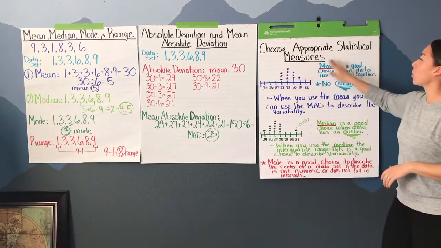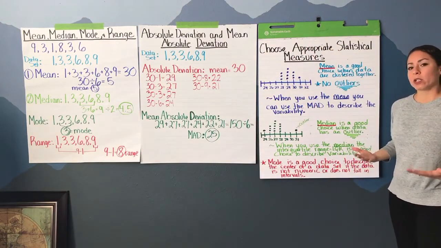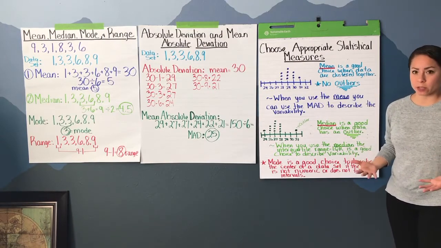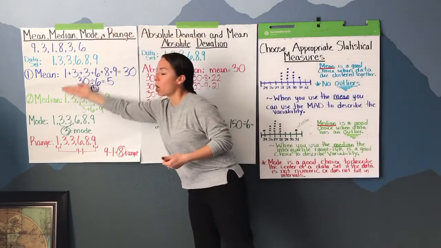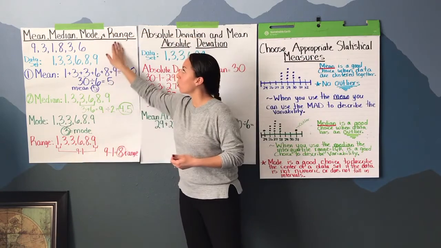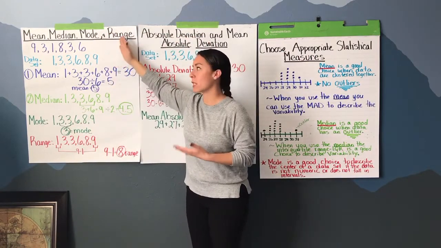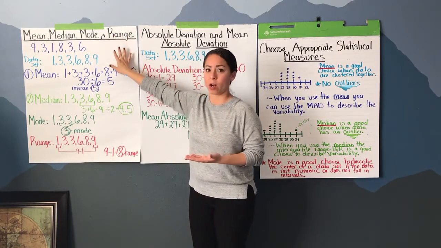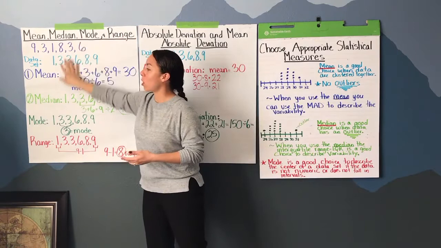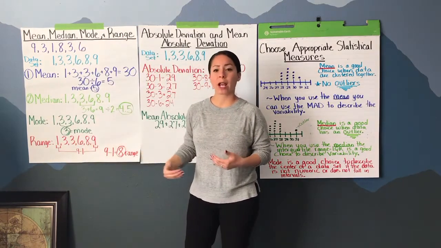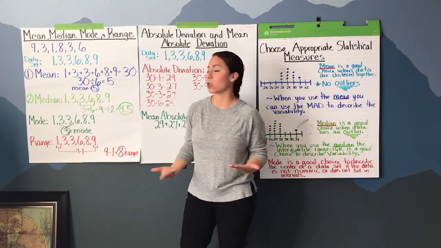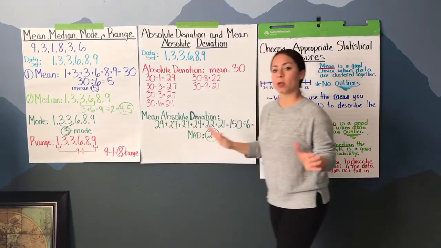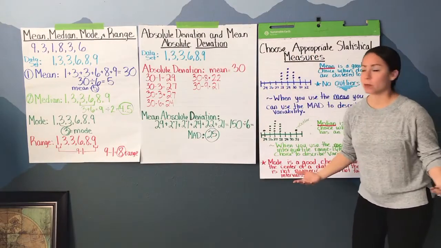So when you choose an appropriate statistical measure, you're going to look for the best measure of center. These are your measures of center, okay? Range, not so much, but it just happens to be on this anchor chart, and I didn't want to erase it or take it off. Mean, median, and mode are your measures of center. They're going to ask you, what is the best measure of center? They're asking you mean, median, or mode. Very simple. Don't make it harder than what it needs to be.